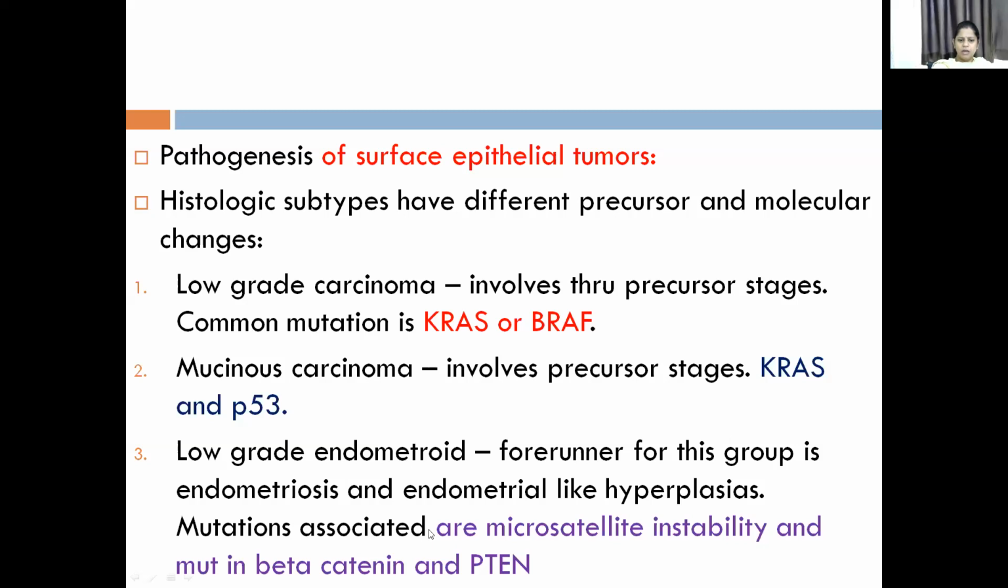Endometrioid carcinomas, the forerunner for this group is endometriosis. What is endometriosis? It is occurrence of endometrial tissue outside the uterus. Okay, the ovary is a common site of endometriosis. So, for endometrioid cancers to occur in the ovary, you need to have foci of endometriosis, and in this, hyperplasias occur, which further give rise to endometrioid carcinomas. Mutations associated with the endometrioid cancers in the ovary are microsatellite instability and mutations in beta-catenin and PTEN.